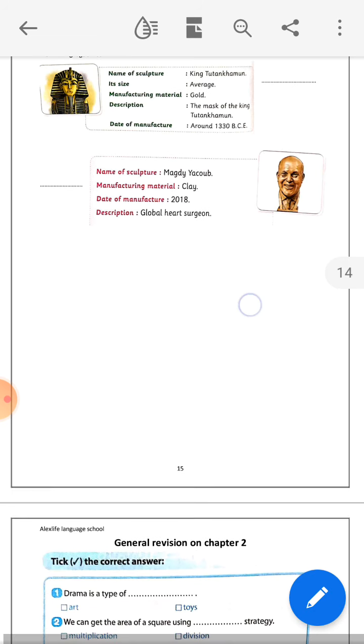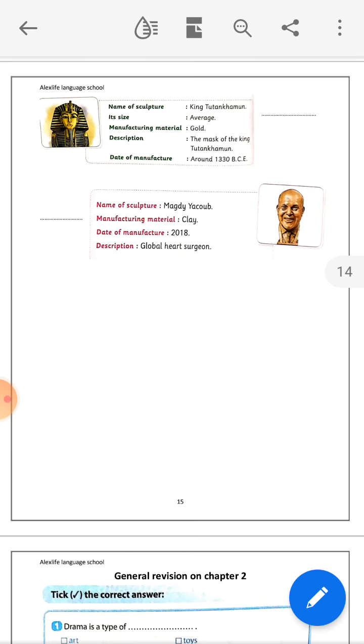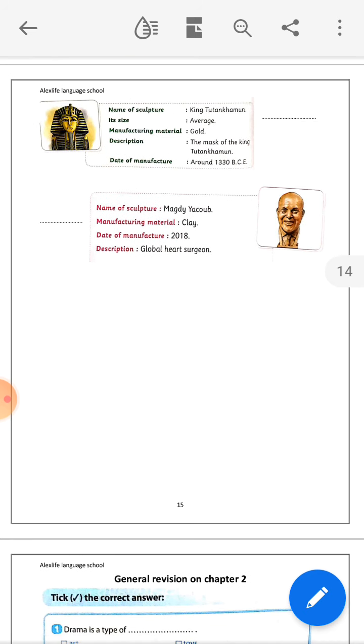Okay, the last one is for Dr. Magdi Yaqub. The manufacturing material is clay. Clay means mud. The date of manufacturing is 2018. The description is a global heart surgeon. Yes, so what do you expect? Is it an old or modern sculpture? Modern.